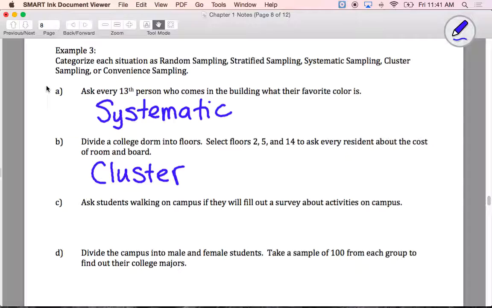For C, ask students walking on campus if they will fill out a survey about activities on campus. That's convenience, because you're asking those who are around you.